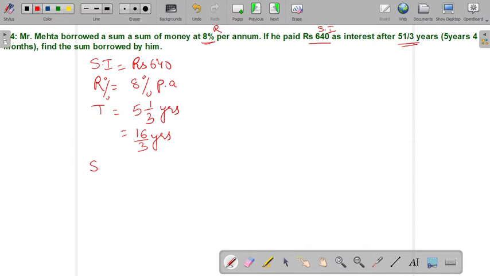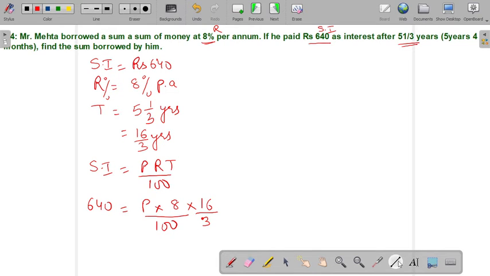Now we will use the simple interest formula, PRT upon 100. Now we will again substitute the value. Principal we will keep it as it is, rate is 8 and time is 16 upon 3.